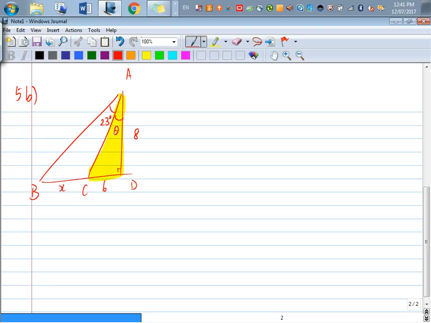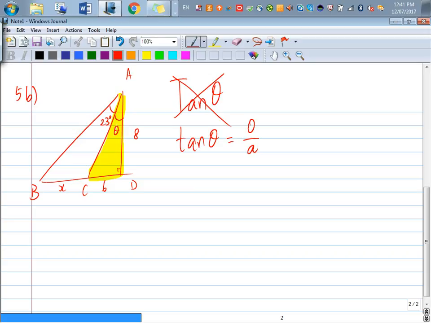So what should I choose? Tangent. Okay, how do we write tangent? Do we write it this way, T-A-N, or do we write it this way, tangent? Which one? Top or bottom? Bottom. Small t, okay? Not big T. So we are using tangent theta equals opposite over adjacent. Can I write it this way, O over A? Can?